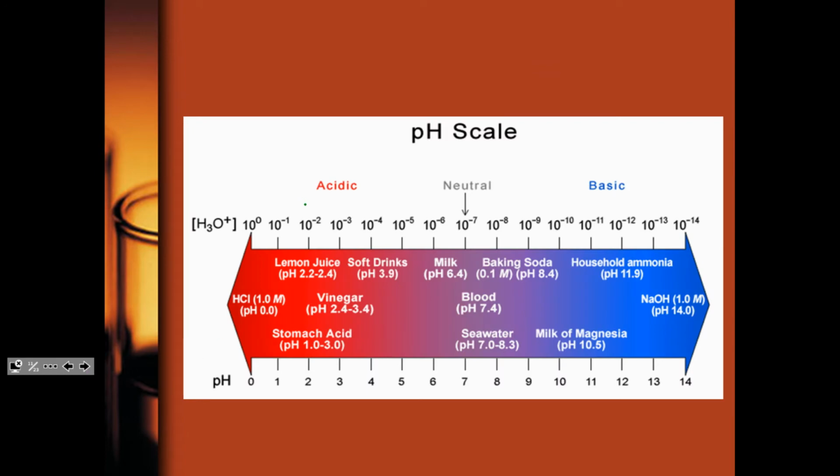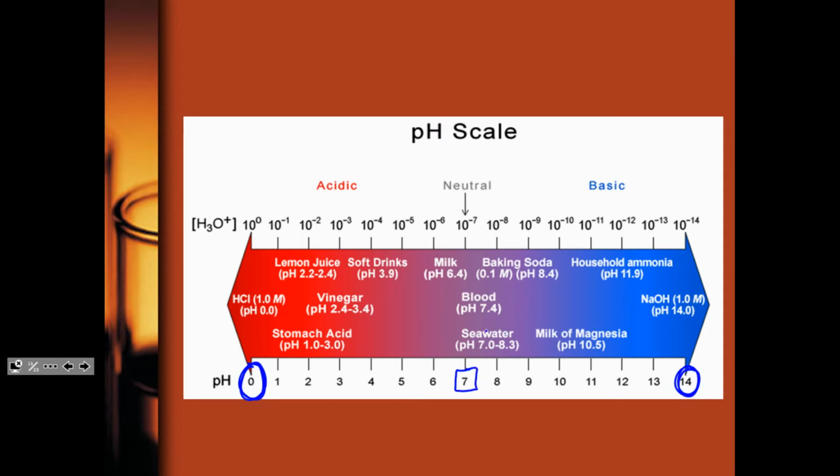So we can have a range. The range of the pH scale is from 0 to 14. You'll see that down here. Acids can go down as low as 0. Bases can go as high as 14. And then right in the middle, we have our neutral value of 7.